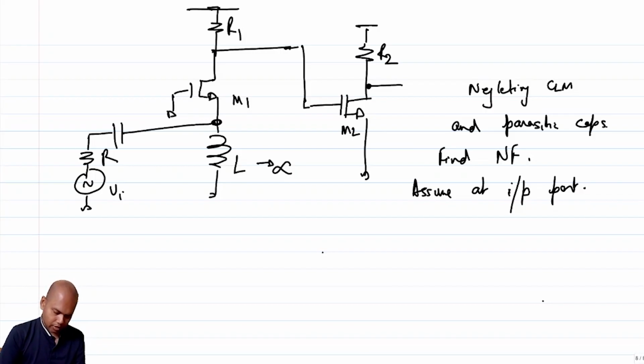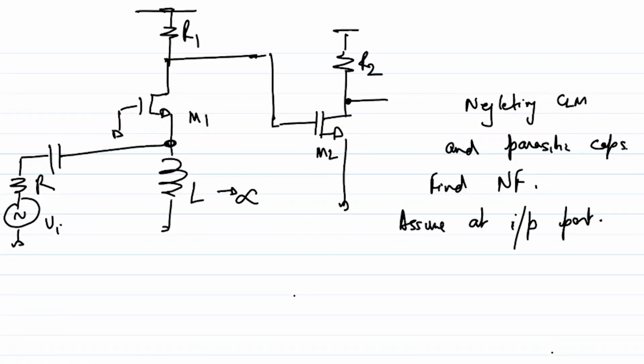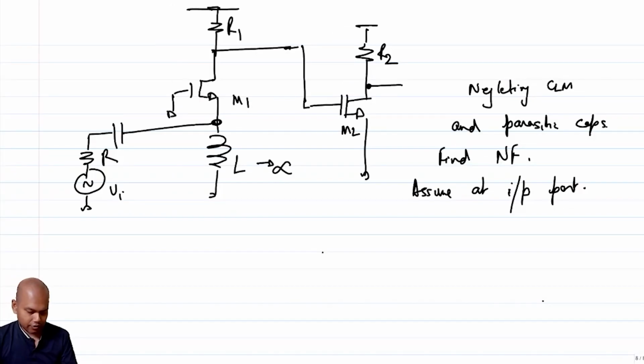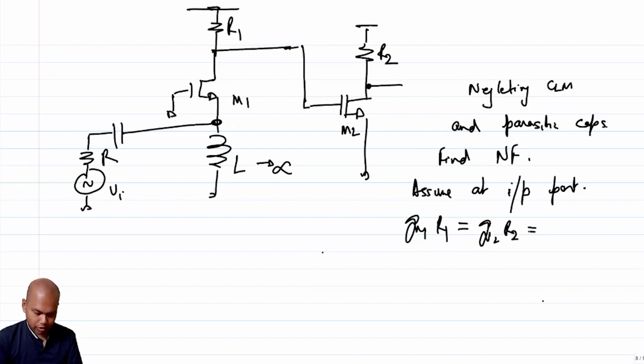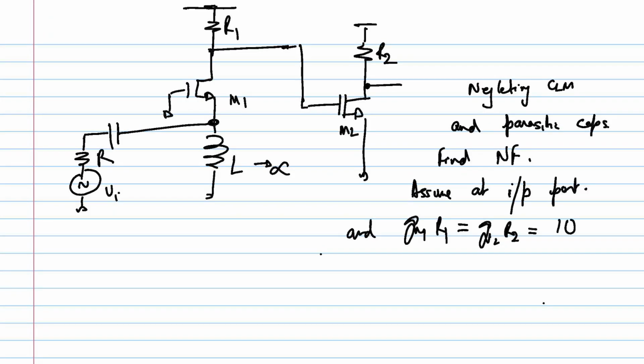So that way you can get the noise contribution from R1 and R2 also, right? And find out the total noise figure, and observe the noise contribution from M1 and M2 and R1 and R2, given that gm1 R1, let's say, is equal to gm2 R2, is equal to 10, right? So do that yourself. It will give you a fair amount of idea.